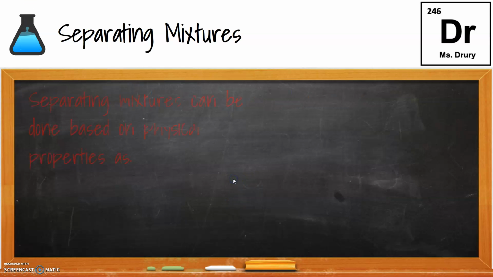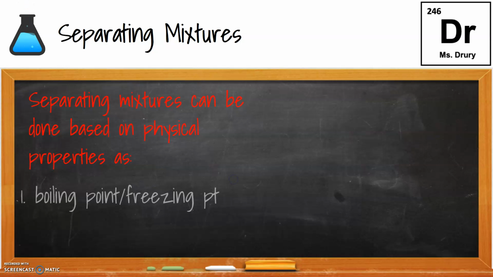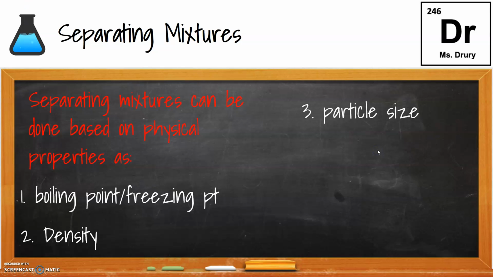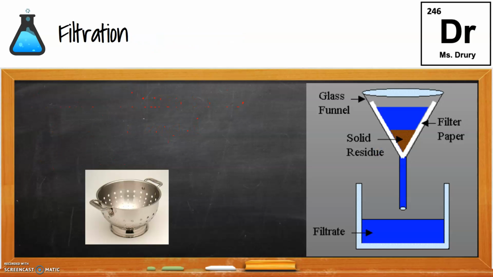When you separate mixtures, there are a couple of things you can separate them based on. You can separate them based on their boiling or freezing point, their densities, like we saw with oil and water, their particle sizes, you might have done some kind of separation tube in earth science about that, solubility, if they dissolve or not, and magnetism. And this is just a few ways. There's tons of ways that we can separate them. So one of the most common ways is filtration.